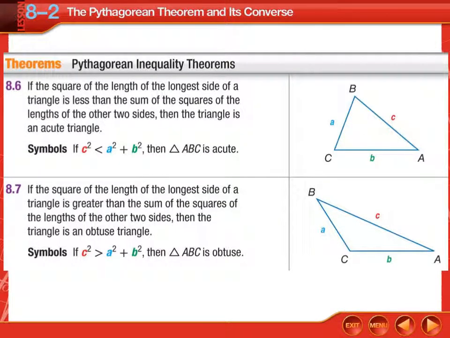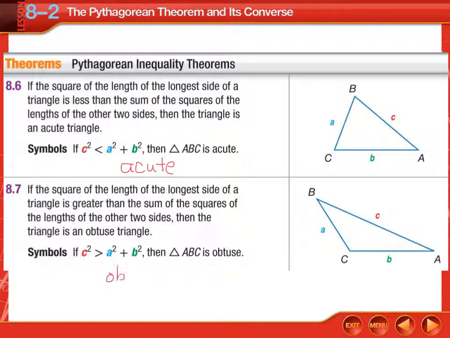Now, you can also tell other things about triangles. Even if C squared was not equal to the sum of the squares of the other two sides, you can still classify the triangle as either acute or obtuse. And here's how you do it. So here, if we try this C squared and see how it compares to the sum of A squared plus B squared, if C squared turns out to be smaller, less than that sum, then you have an acute triangle. And if C squared turns out to be larger than the sum of A squared plus B squared, then that triangle is obtuse.